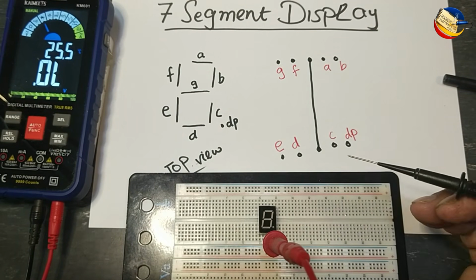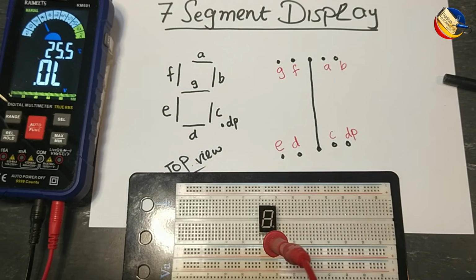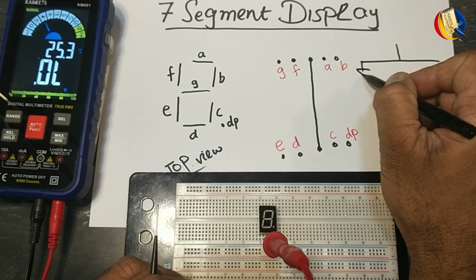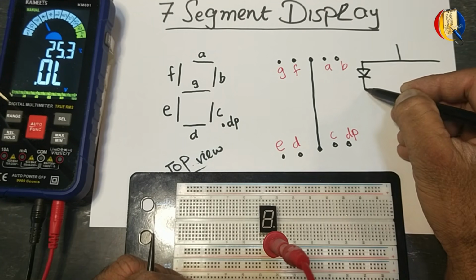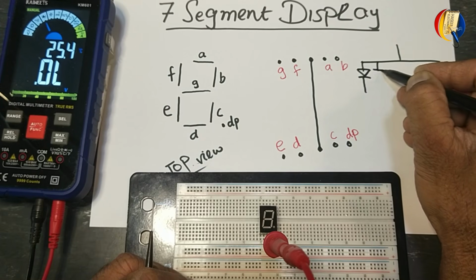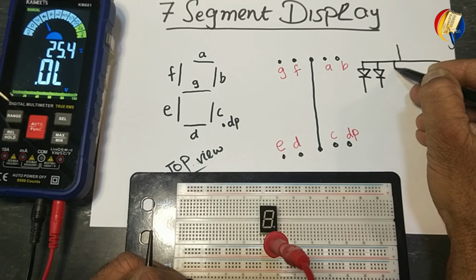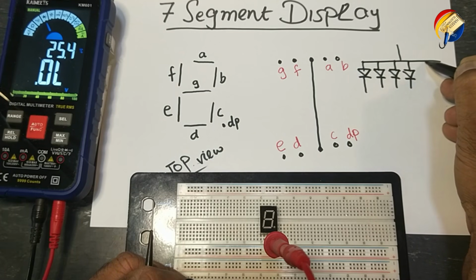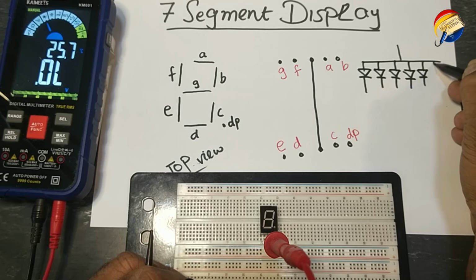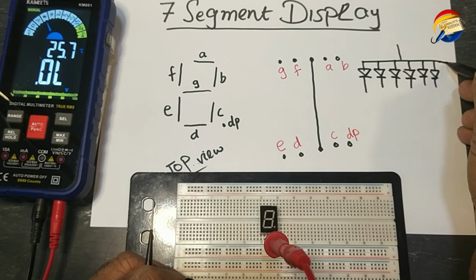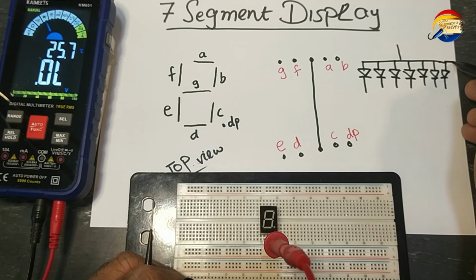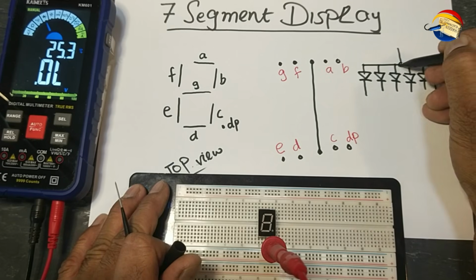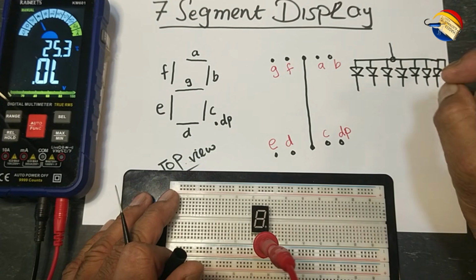We connected red lead as common. That means red lead as common, red at anode, first segment, second segment, third segment, fourth, fifth, sixth, seventh, and decimal point. So it is common anode.